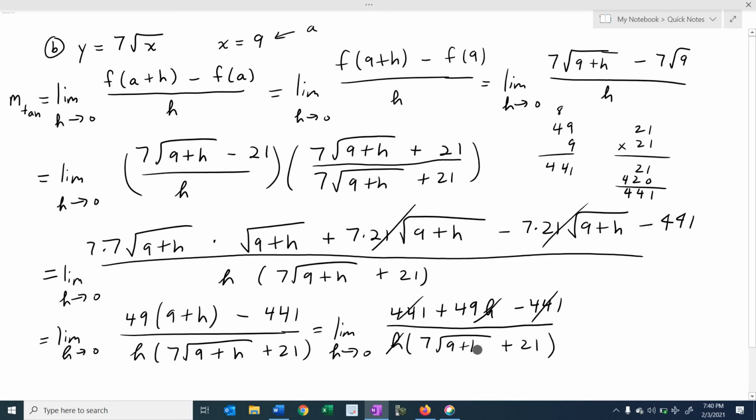And this is heading towards 0. So that means this is getting closer to the square root of 9. The square root of 9 happens to be 3. So that means this is getting closer to 21 plus 21. So as h is heading towards 0, the entire bottom here is getting closer to 21 plus 21, right, which is 42.